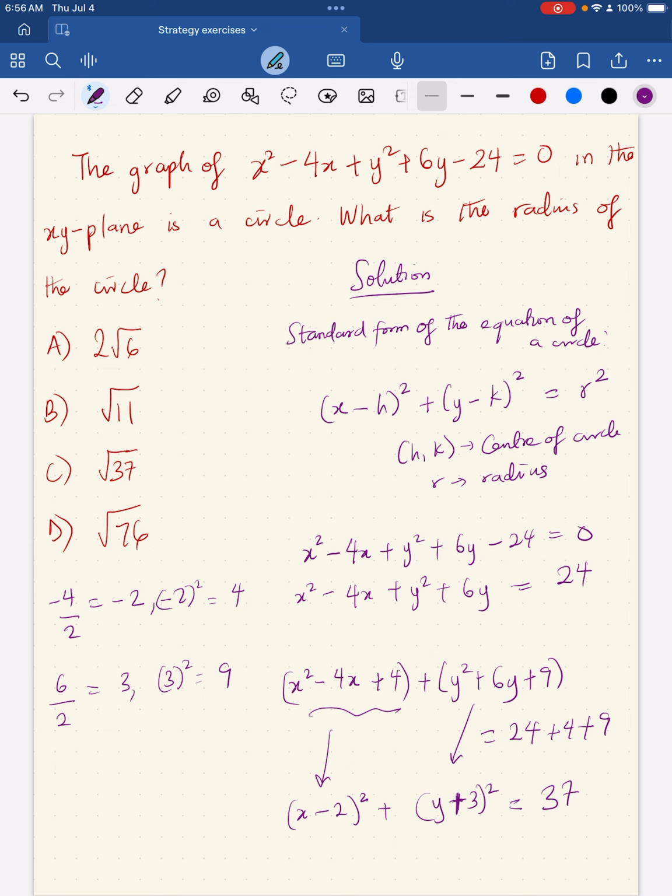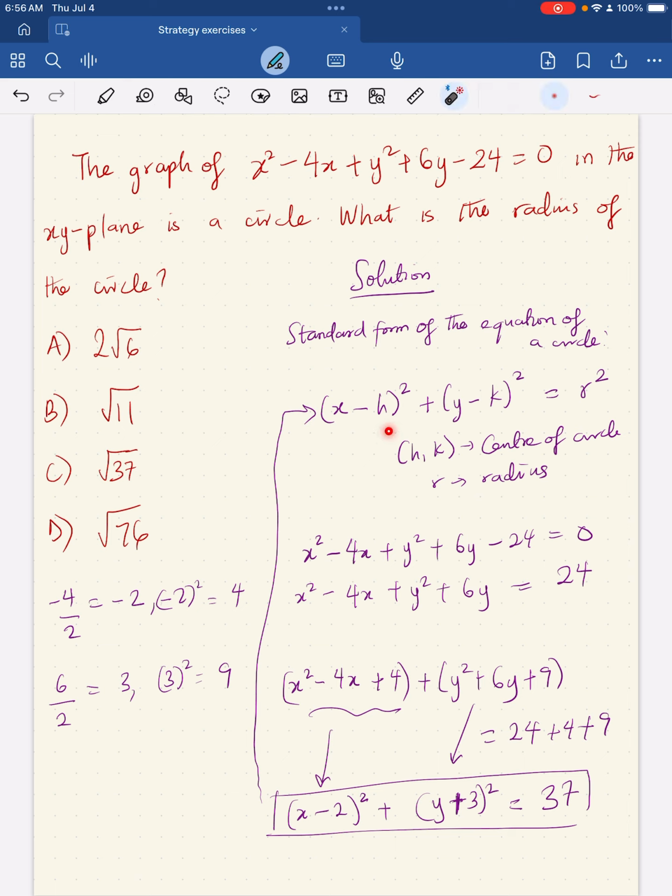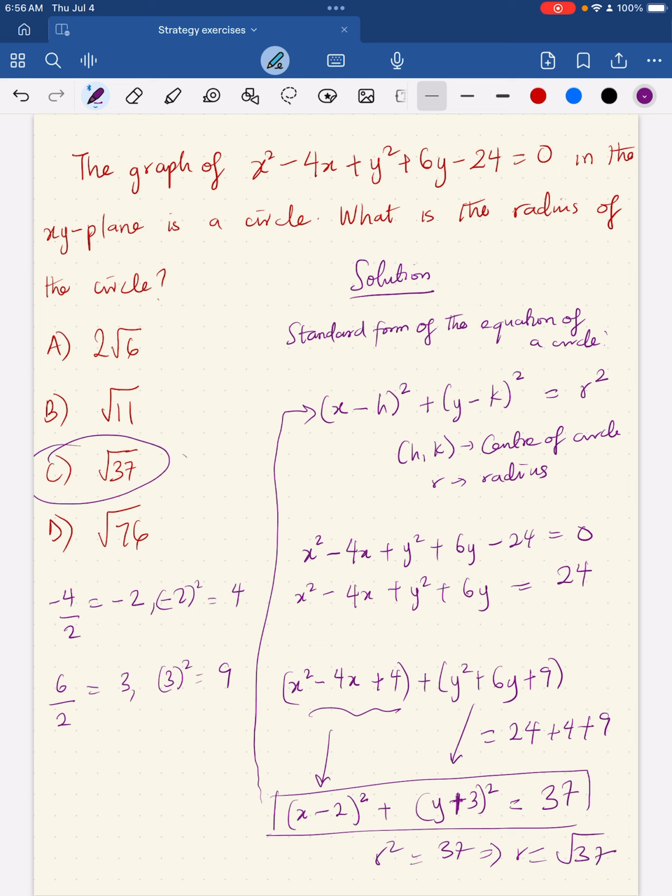Now, if you look at this, it looks a lot like the standard form, where you have (x minus h) squared plus (y minus k) squared equals r squared. So that follows that r squared equals 37. You see that? So we have r squared equals 37, and therefore r is the square root of 37, which is your answer here. That is the radius of the circle.